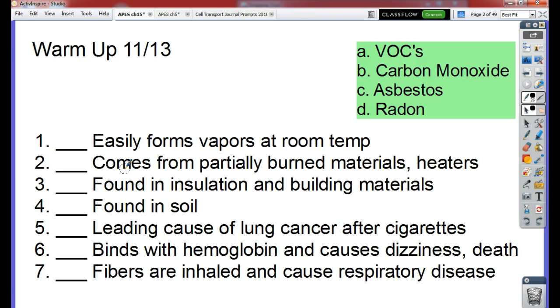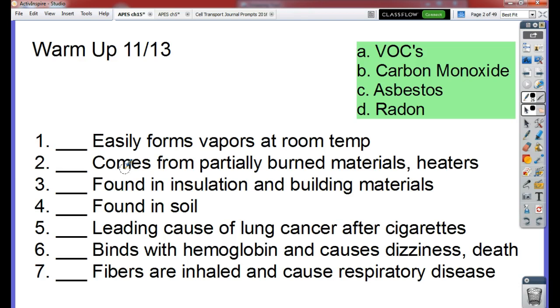What comes from partially burned materials and heaters? Carbon monoxide, so B. Good. 3, what's found in insulation and other building materials? C, asbestos. What's found in soil? D, radon. Good. What is the leading cause of lung cancer after cigarettes? It is not asbestos. What is it? It's radon. So yes, asbestos does cause cancer. Radon, remember we talked about radon being more responsible for all of those deaths more than drunk driving deaths?